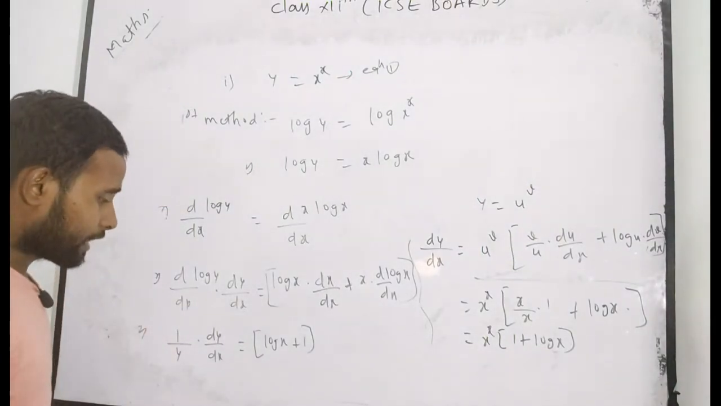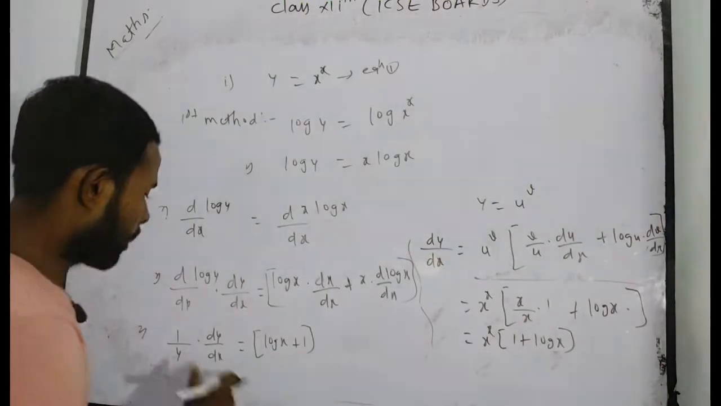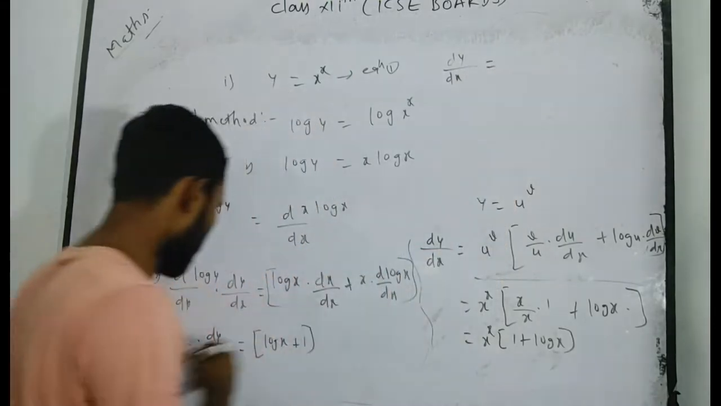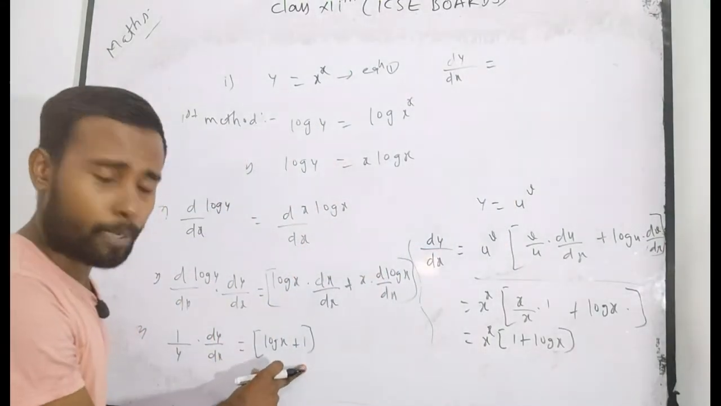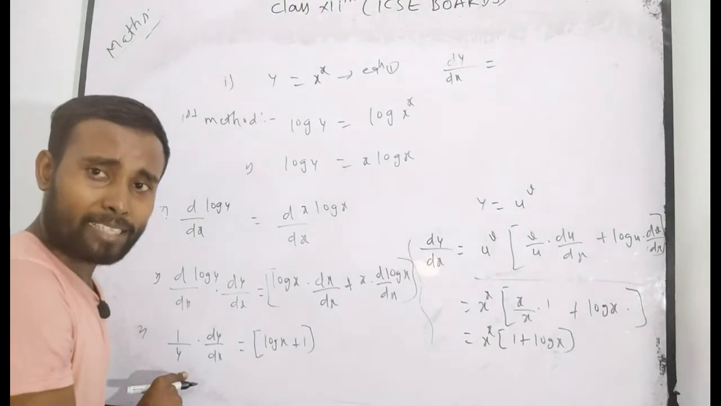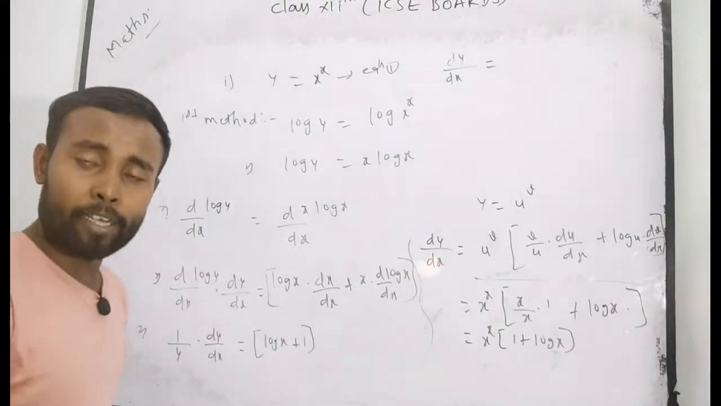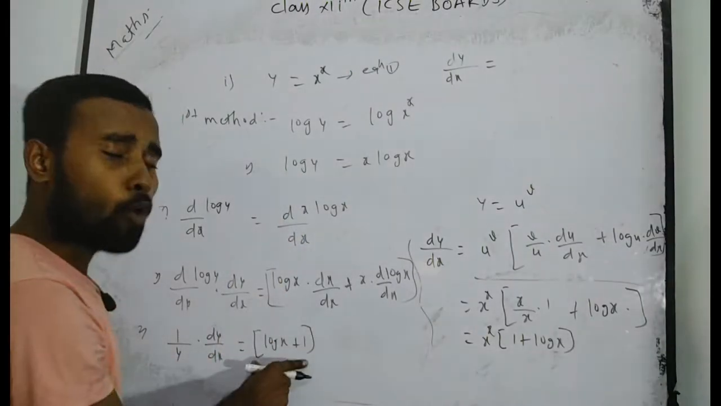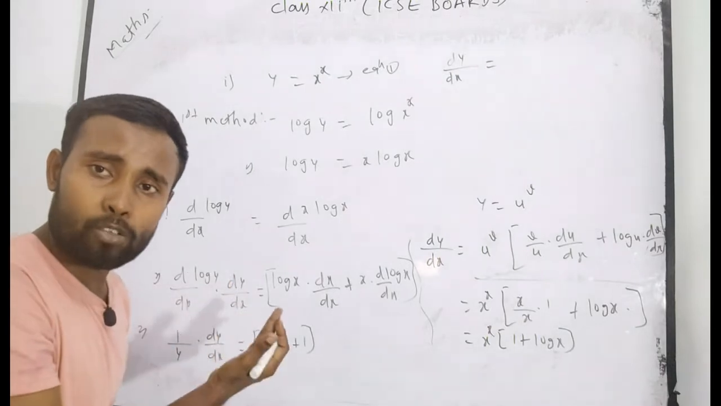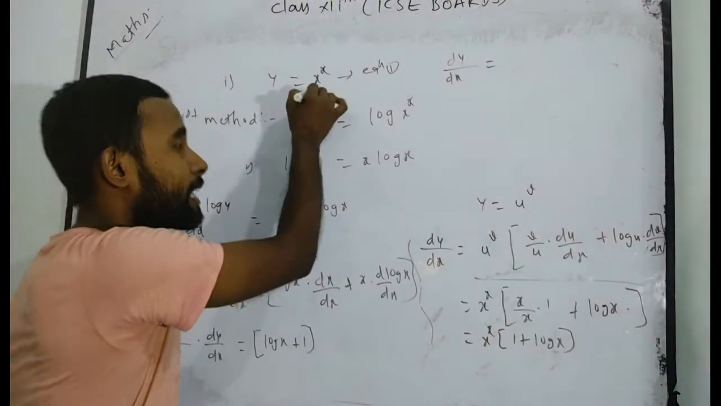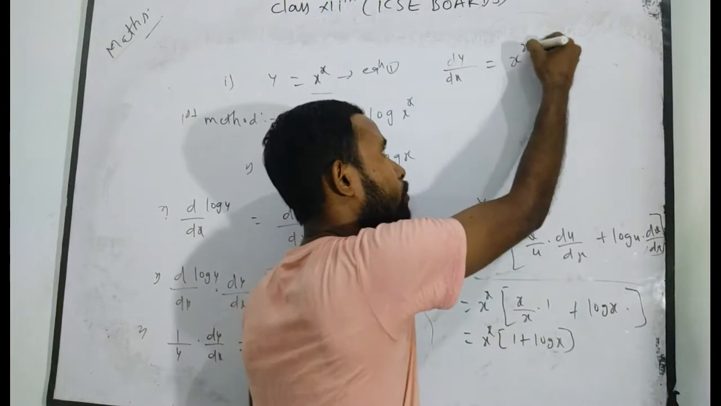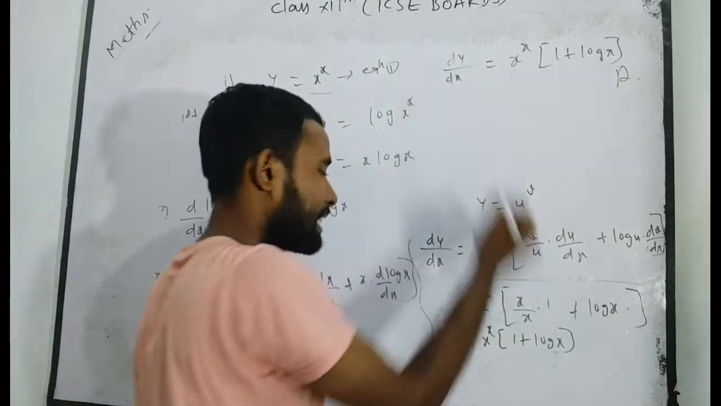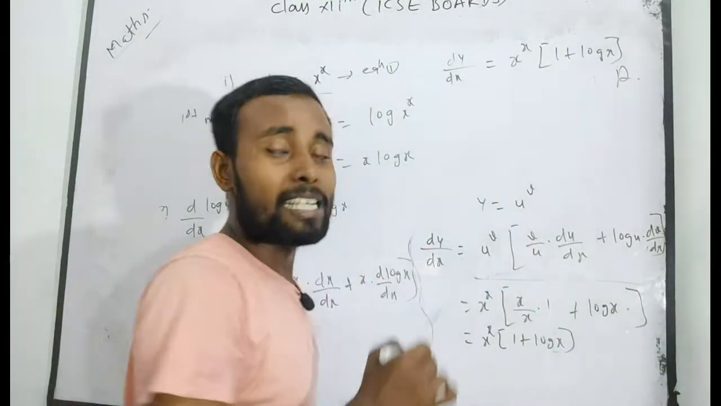Now finally you can tell me, sir, it will definitely give me dy dx. You can write here dy dx will be y times this term, because y is in the denominator of your LHS, while it will go to the RHS, it will go in the numerator. So dy dx is equal to y times 1 plus log x. As you know that y is equal to x to the power x, so you can write x to the power x into 1 plus log x. This is your correct answer of this question. You can see here by both methods you will get the same answer.